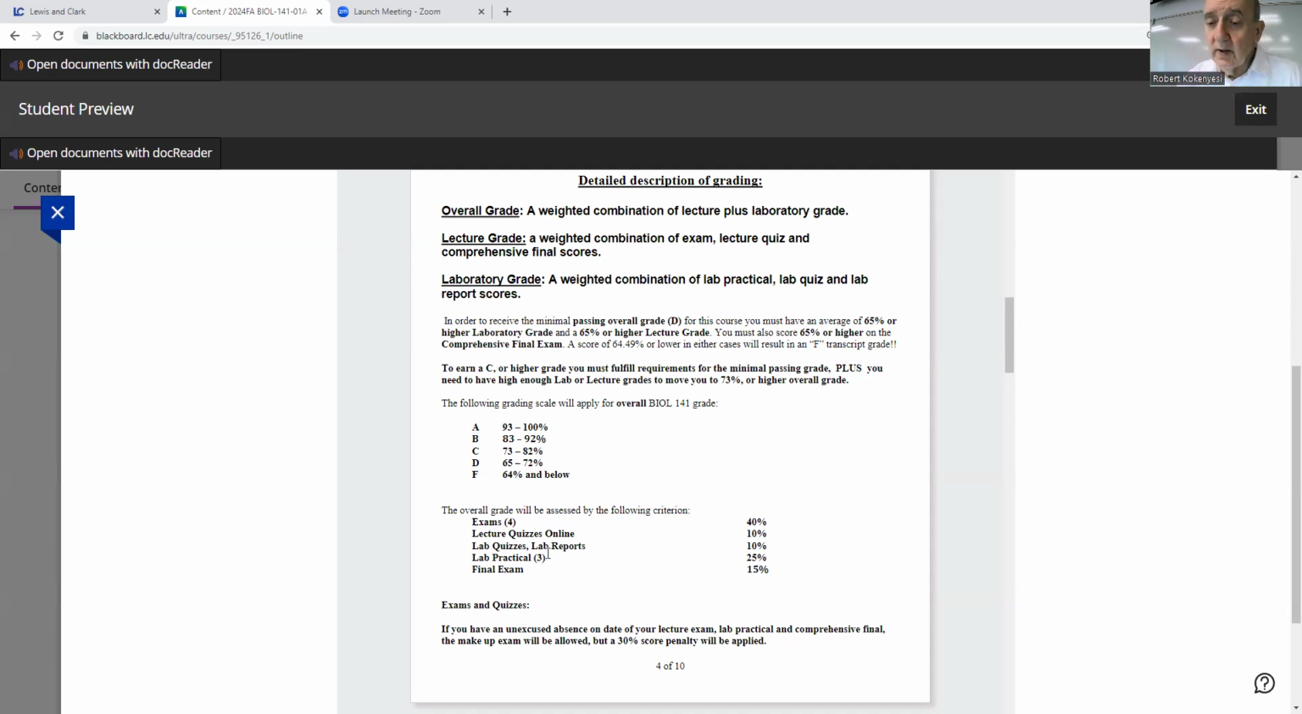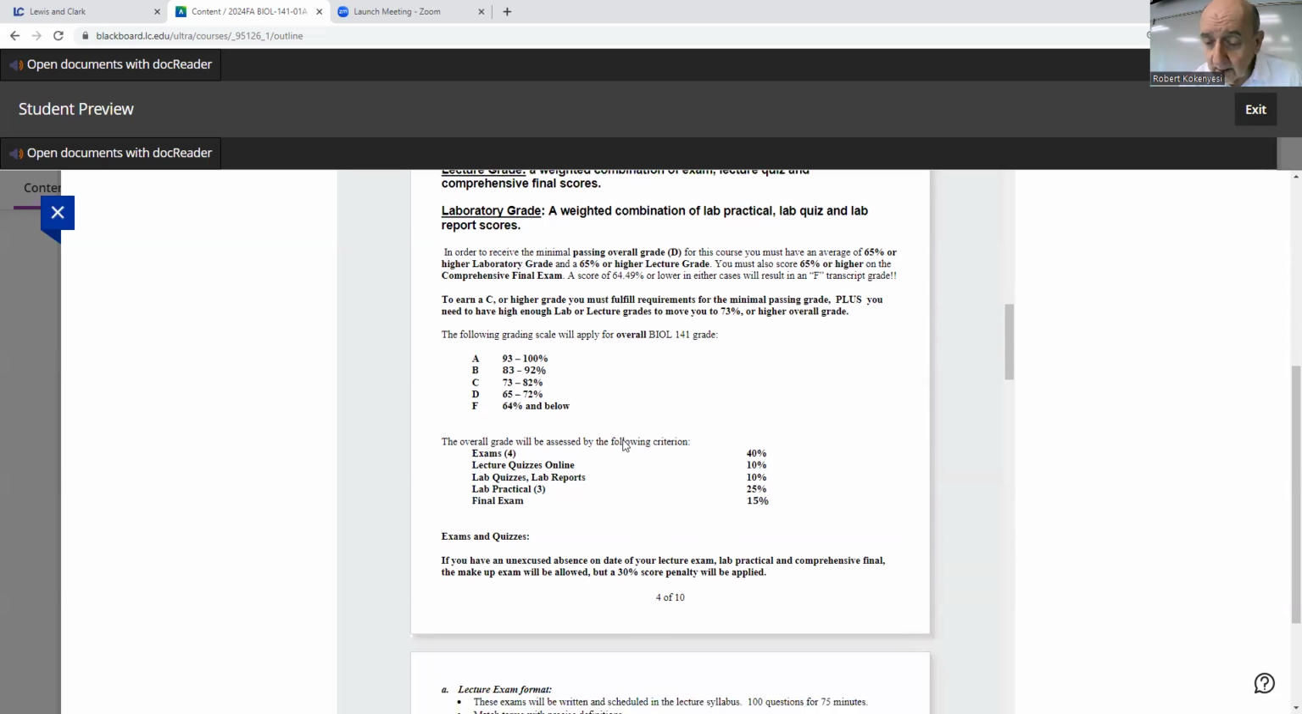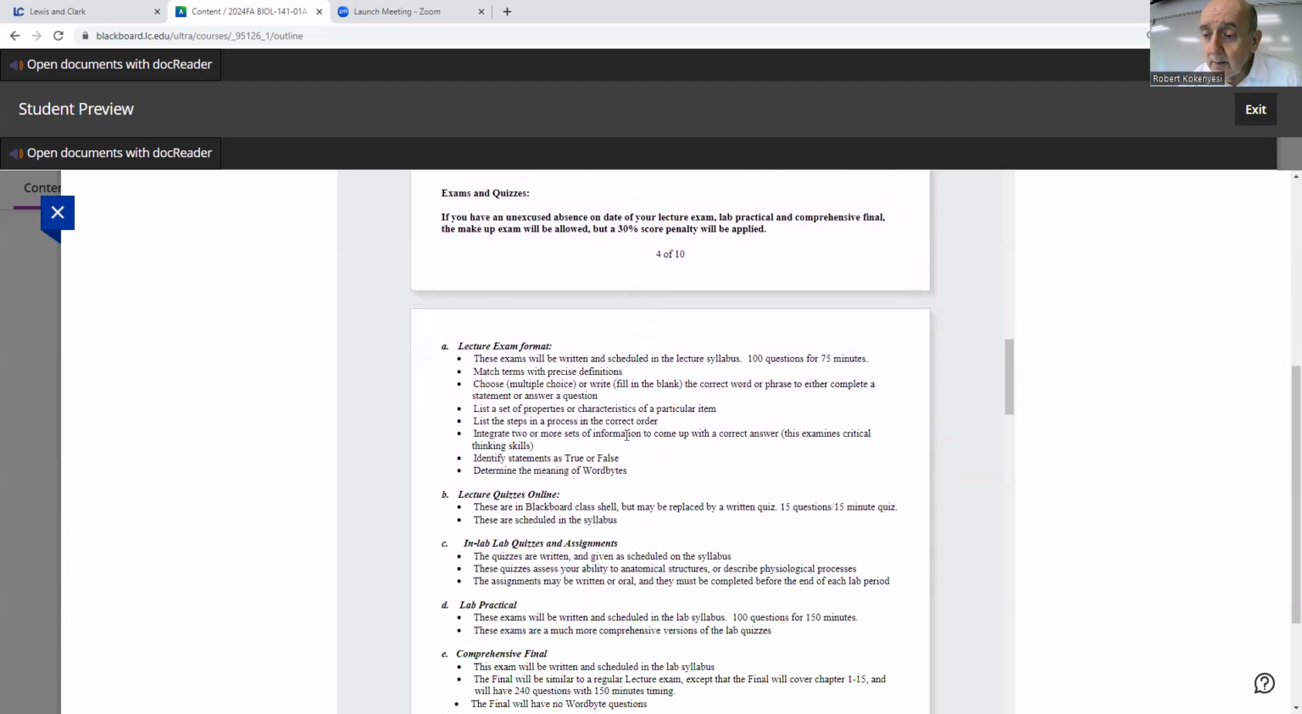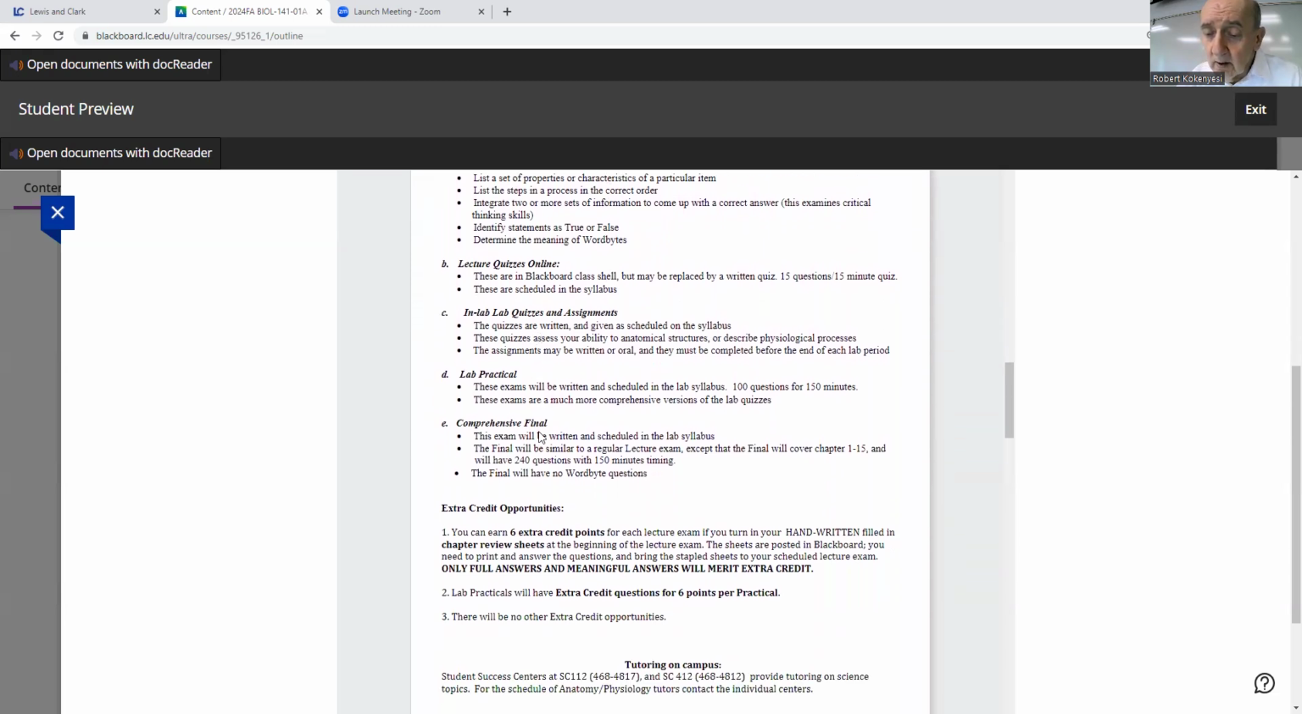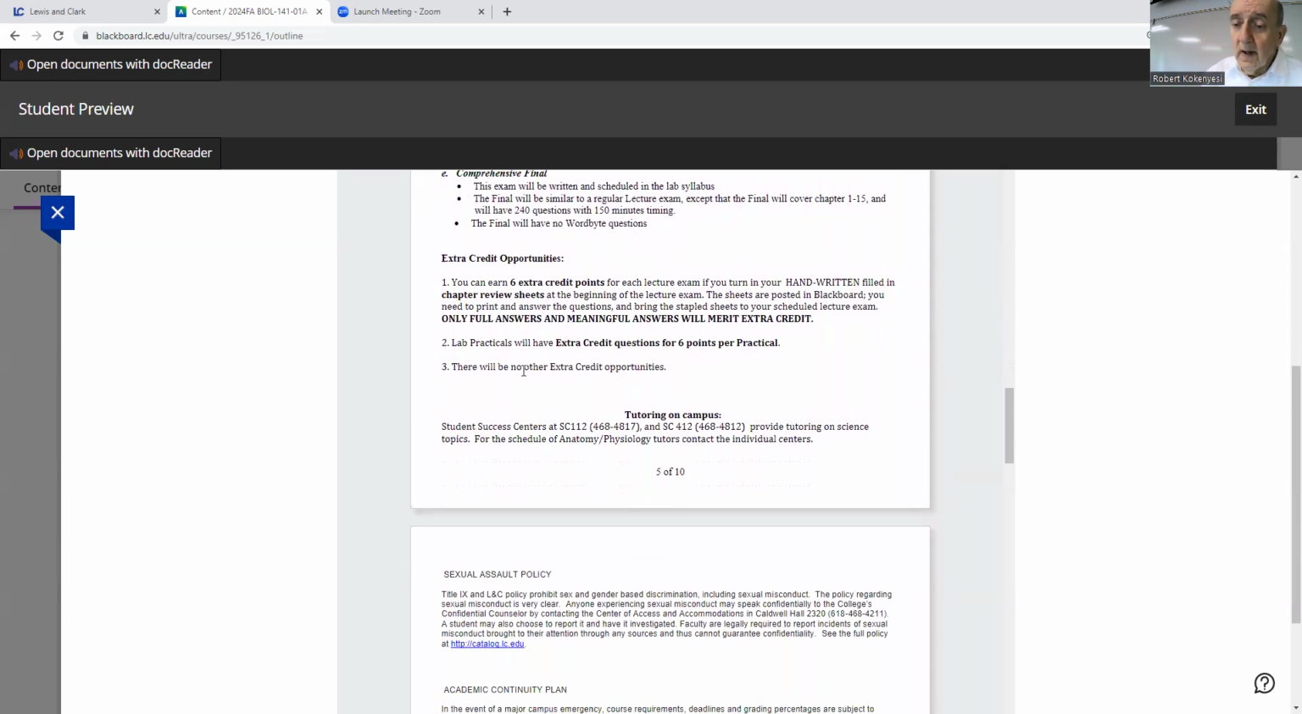So this is how your grading comes together. And again, the complication comes from these three layers here. You will be seeing your grade book, and as the semester goes on, I think this will be a lot more clear. Below here on page 5, you see the description of the format of exams, lecture quizzes, in-lab face-to-face quizzes, and the comprehensive final. So I also want to say a few words about extra credit opportunities.